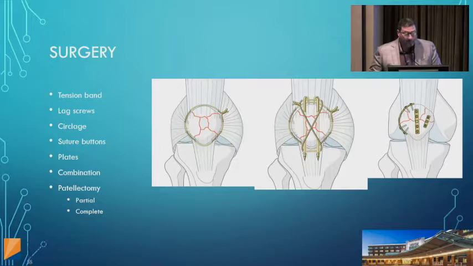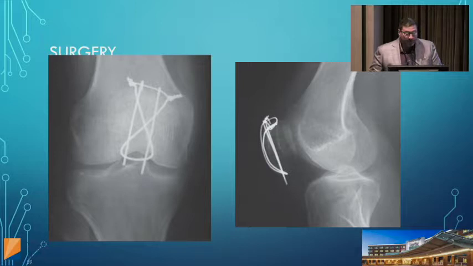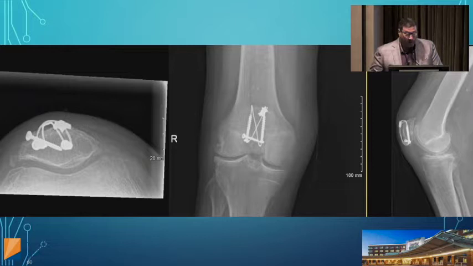There's different ways to fix these. The picture on your left is a cerclage wire. The middle picture is called a tension band wire. And the picture on your right would be a hybrid type fixation with plates and screws. So here's an example of what's called a tension band wire, which is very effective treatment for this injury. And here's other different constructs and combinations based on the amount of pieces there are and where they are.